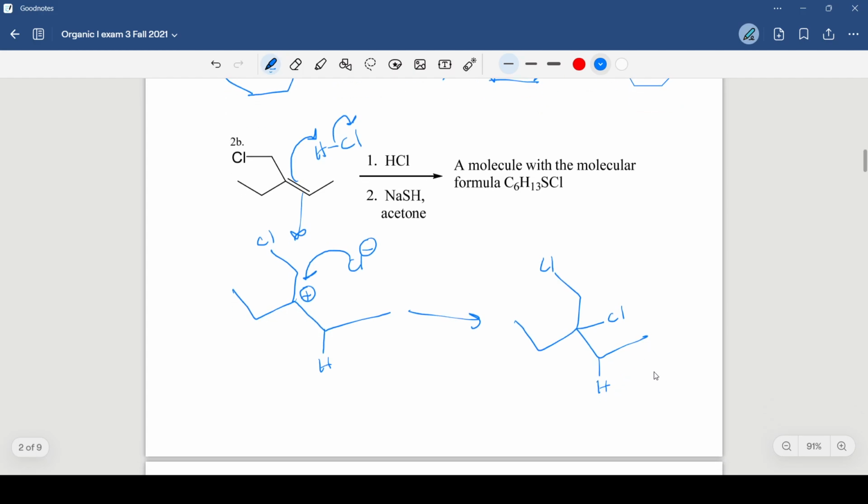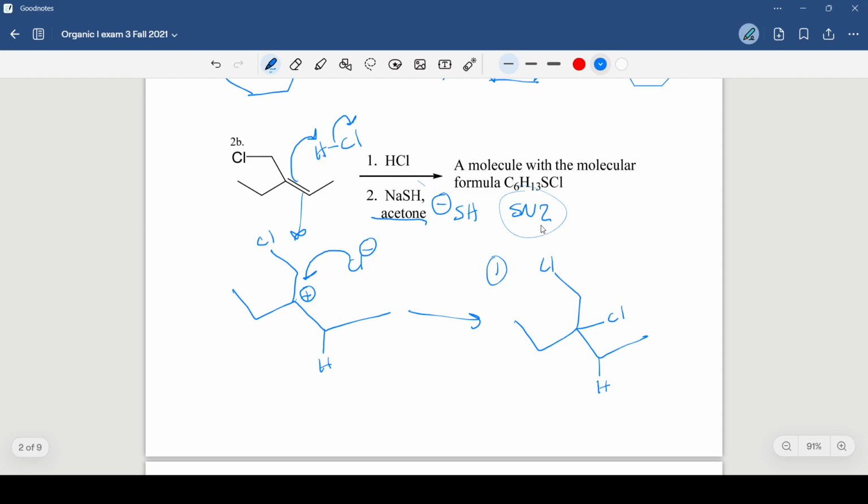Okay. And now we have this for the first step. It's the end of the first step. Okay. And now we have a strong nucleophile, because remember it's Na, so it's going to be strong. We have SH, so this is basically an SH ion. And it's in acetone, which is a polar aprotic solvent. So this means it's going to be an SN2 reaction.